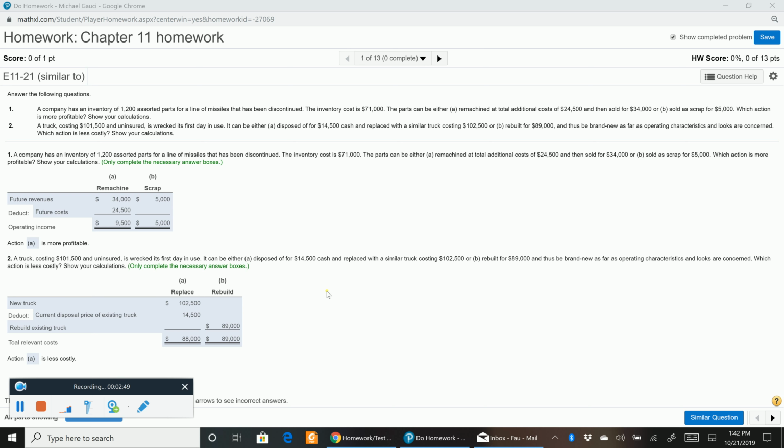So what are our alternatives? A, we can dispose of it for $14,500. So wow. This truck, which just cost us $101,500, we can sell it literally same day, first day in use, for only $14,500. And if we do, we can replace it with a similar truck costing $102,500. Or alternative B, we can rebuild this for $89,000 and basically get it back to brand new status.